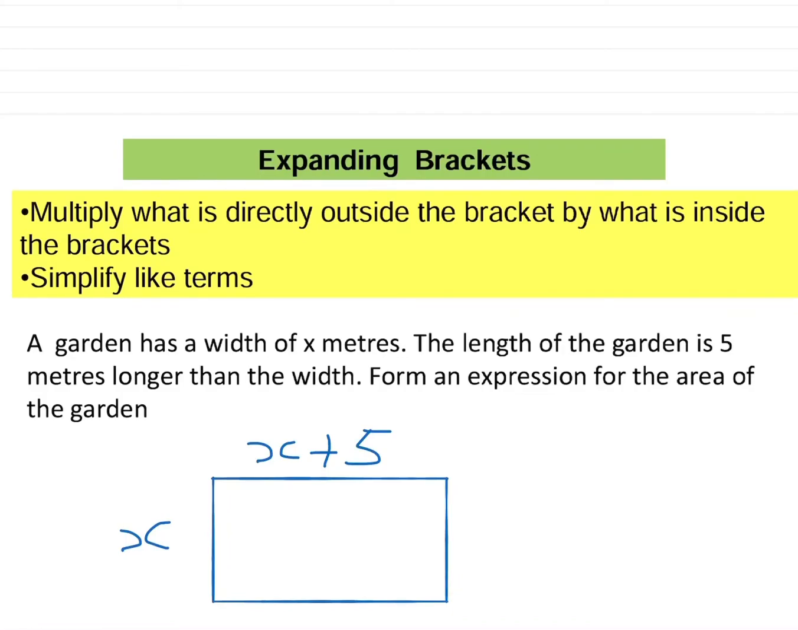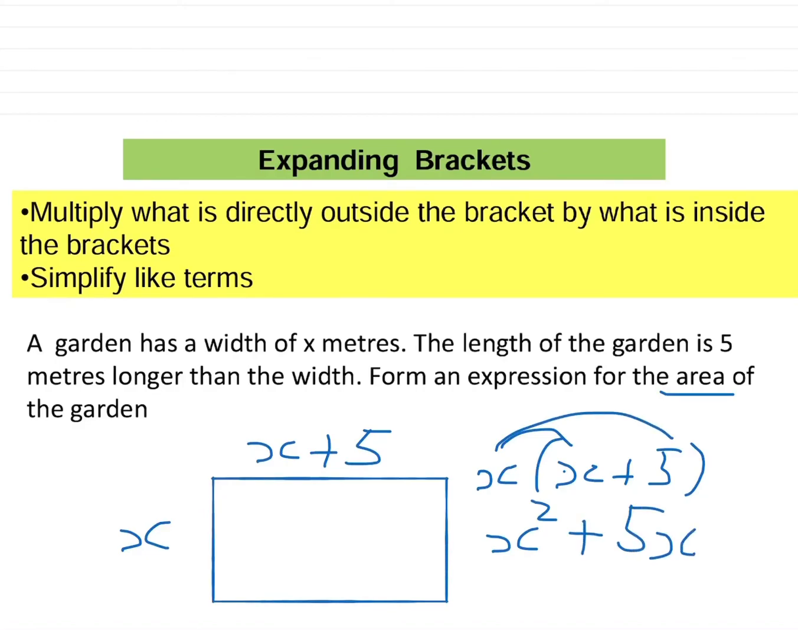Then we need to form an expression for the area of the garden. So to find the area of a rectangle, you multiply the length by width. So let's do that. And when you're multiplying algebraic expressions like this, we're going to use the brackets. So we're going to have x multiplied by x plus 5. Now x times x squared, x times 5, 5x. And that is the expression for the area of the garden.